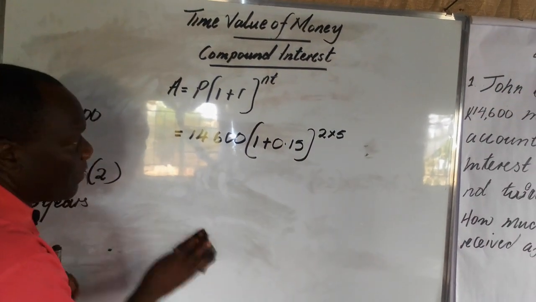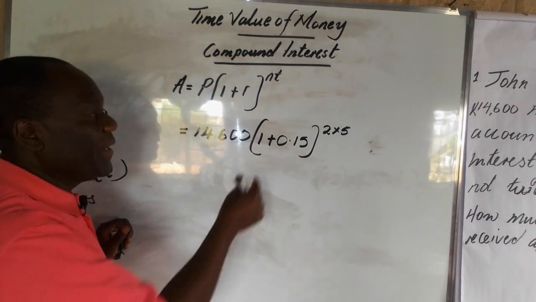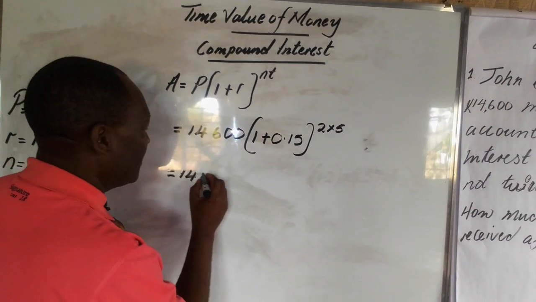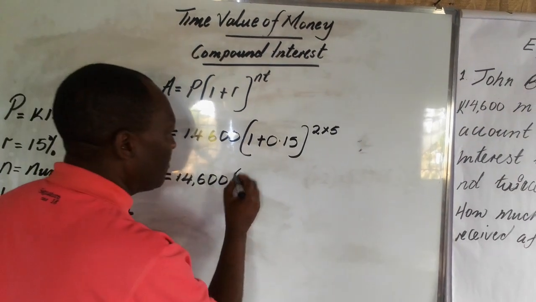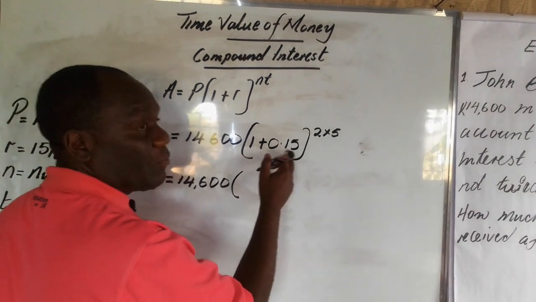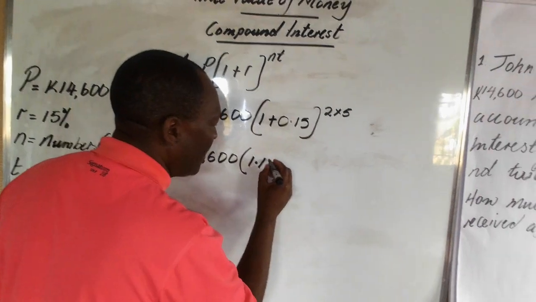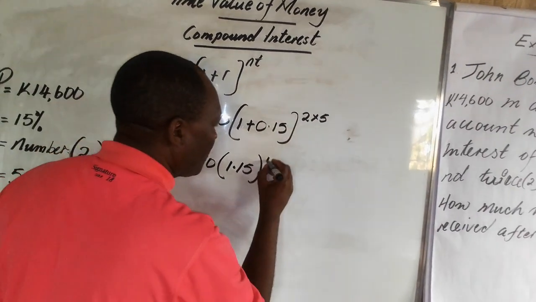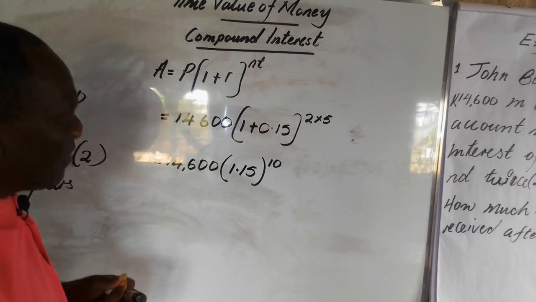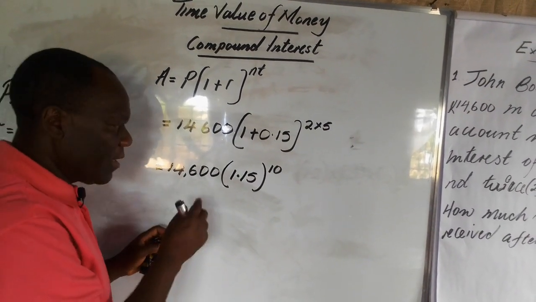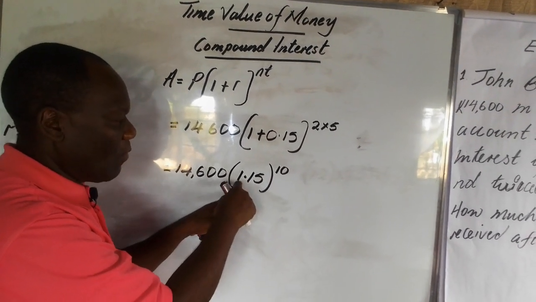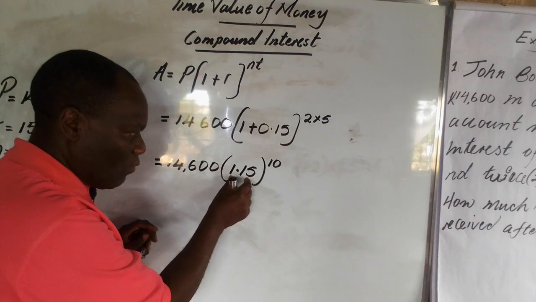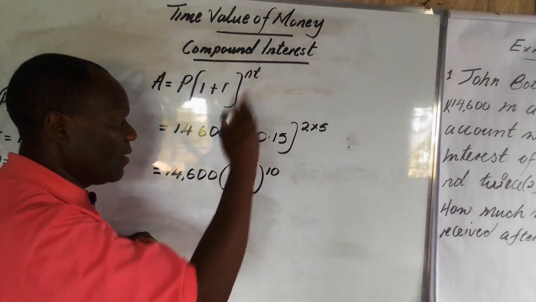We proceed. So the first thing that we need to do is work out this one. It will be 14,600 kwacha, in bracket, we are going to add 1 plus 0.15. So we shall have 1.15. Then here we have 2 times 5, which means we are going to have our 10 there. Don't make a mistake of multiplying 1.15 times 10. No, it will be wrong. What you do, you have to raise this one to the power of 10.